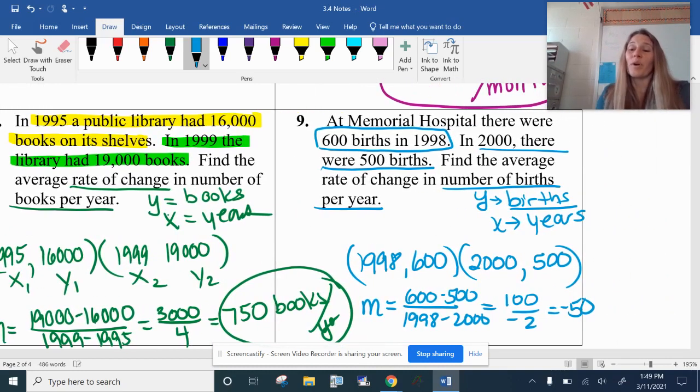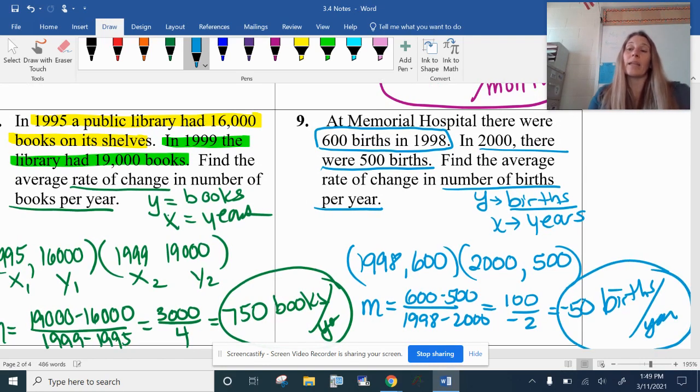And the units were births per year. Now, the negative just means that there was a decrease in the amount of births per year. It doesn't mean there were negative babies born or anything like that, but it just means that the change that was occurring was decreasing.